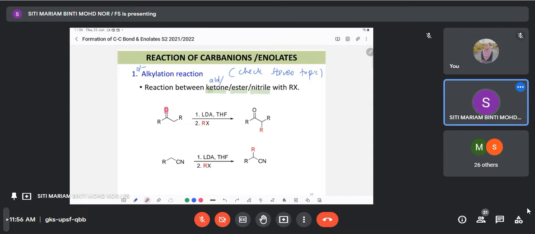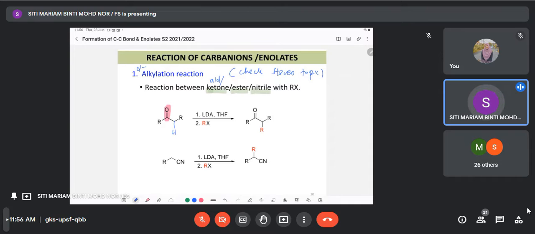Like this one, okay. So let's say this one. So your C double bond O there. So the acidic proton, actually, it's here. That one, H bonded to the carbon, and that carbon is next to the C double bond O.